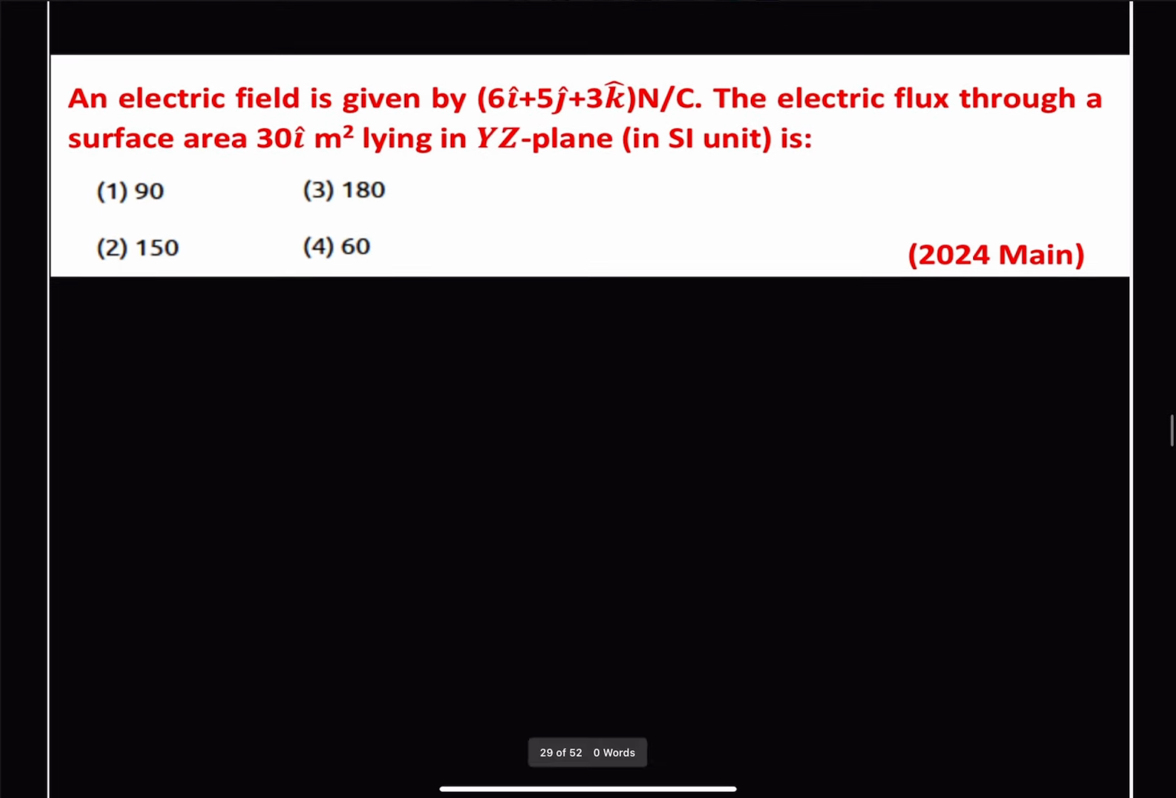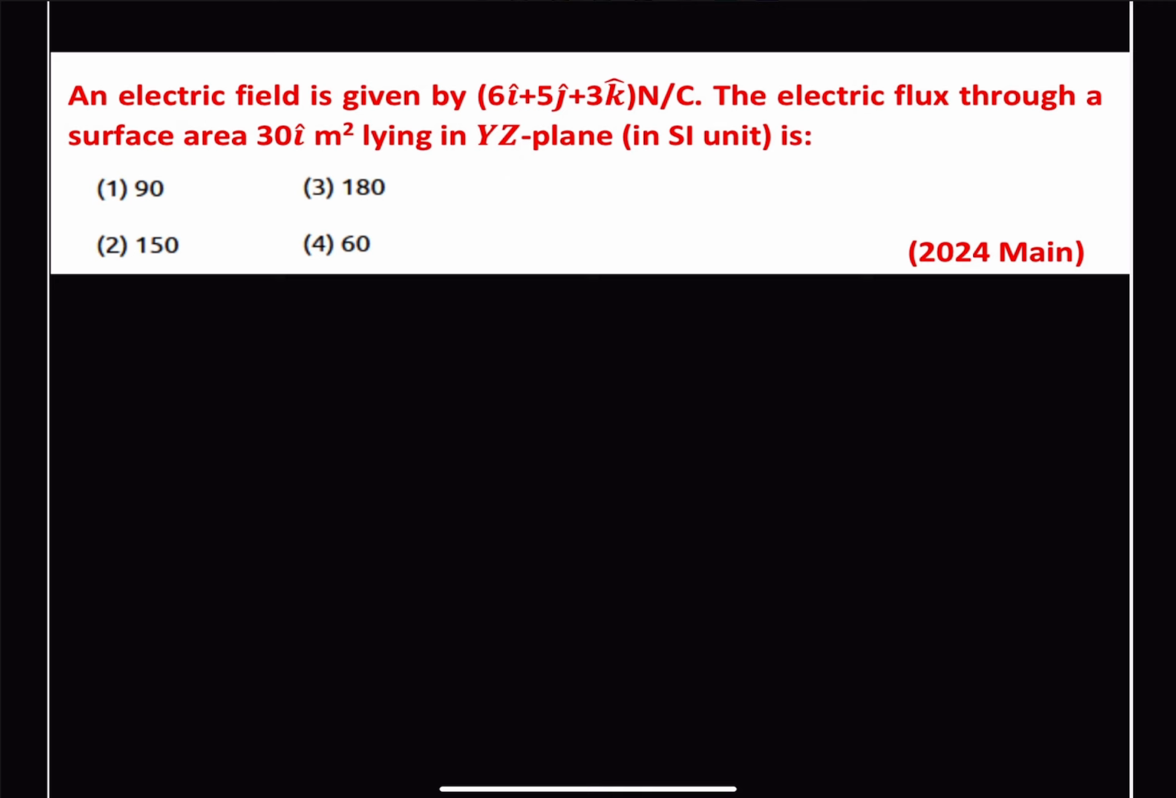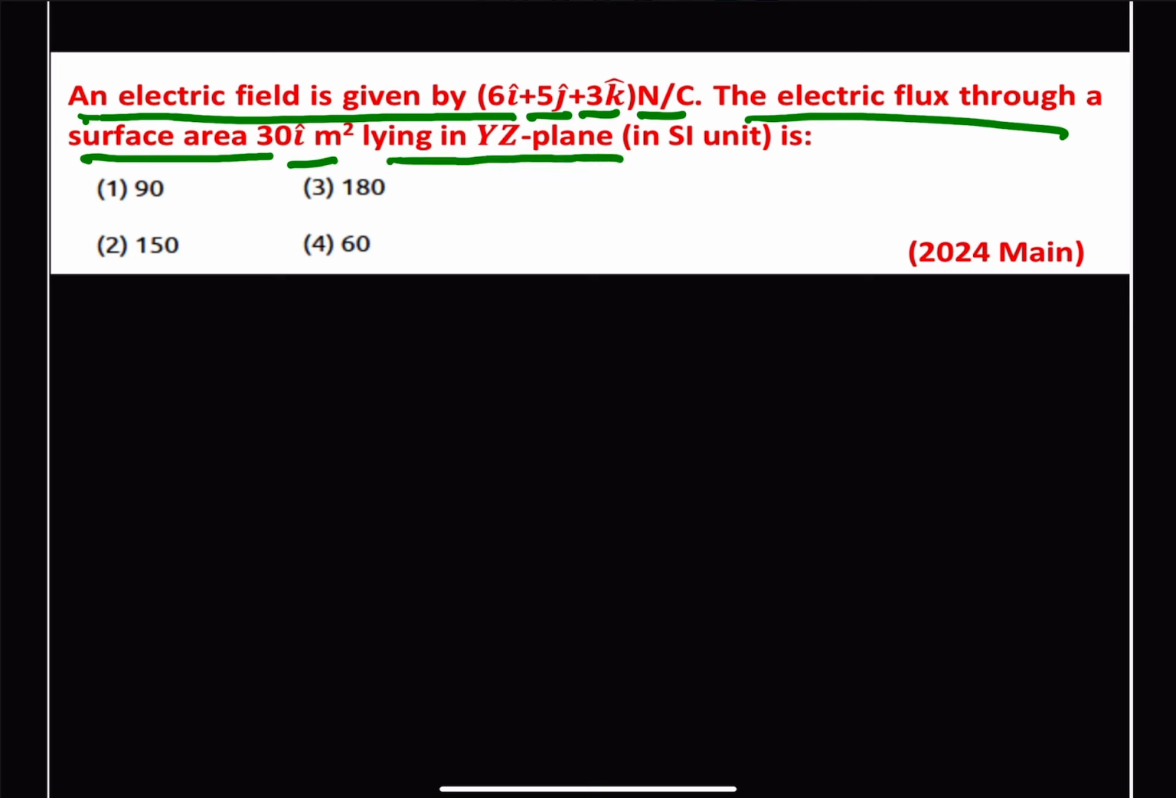We are given that an electric field is given by 6I plus 5J plus 3K Newton per coulomb. The electric flux through the surface area of 30I meter square lying in the YZ plane is, in SI unit. So we are given the electric field at a point, which is our 6I, okay, electric flux, and we need to find out the flux, and flux we know is E dot A, where A is the area vector.